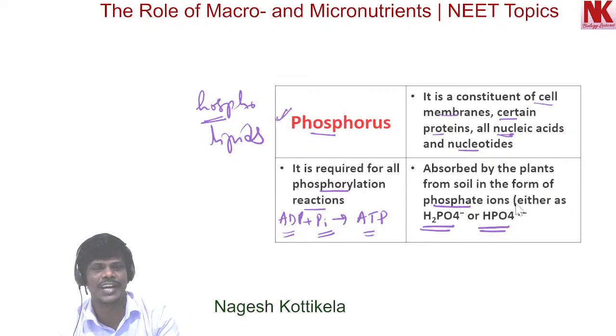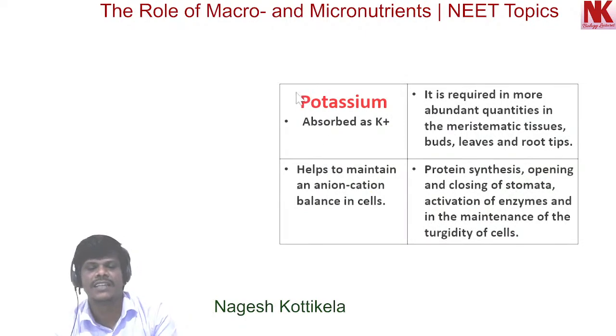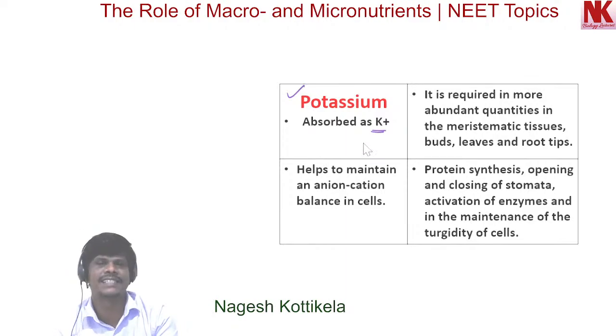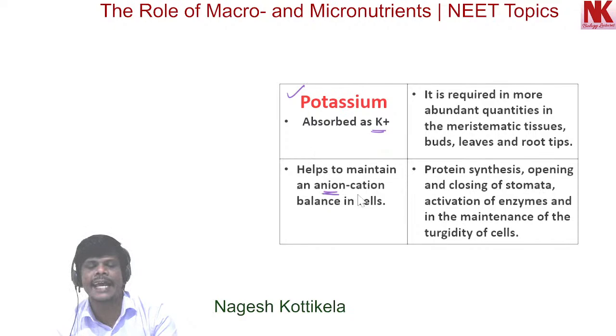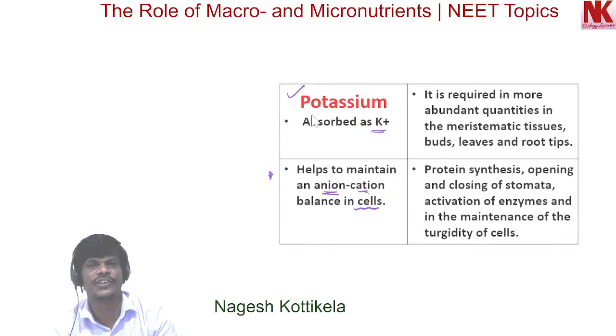Now moving to one more macronutrient, that is potassium. It is absorbed as K plus ions, and it helps to maintain anion cation balance in cells. Very important for exams: which macronutrient helps to maintain anion cation balance in cells? The answer is potassium. It is absorbed as K plus ions.